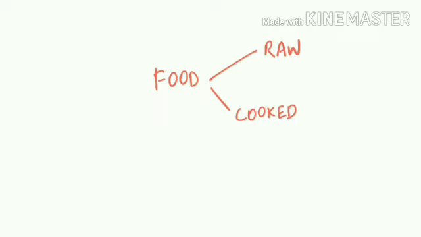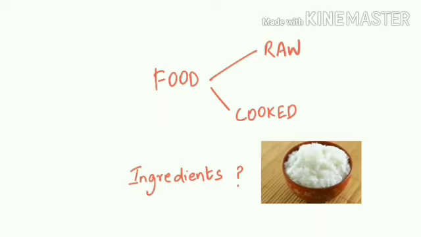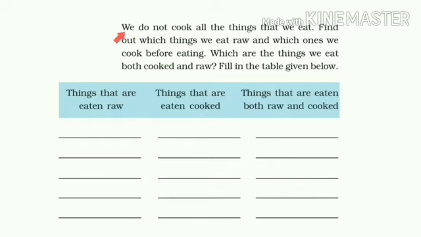Now, what are ingredients? Ingredients are the individual food items that are combined to make a new dish. For example, rice grains, water, salt. These three ingredients are mixed and the food is cooked. Let's fill this page.